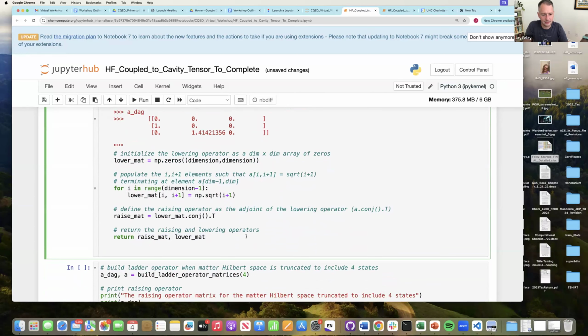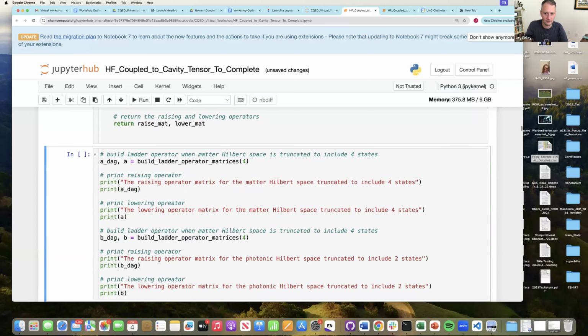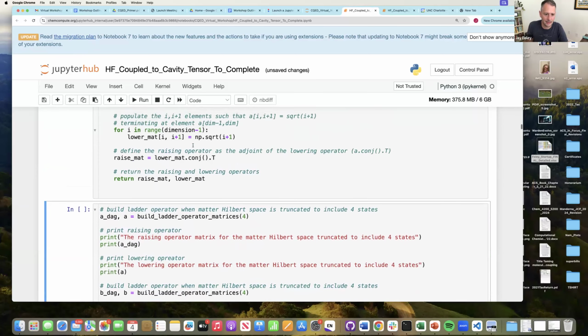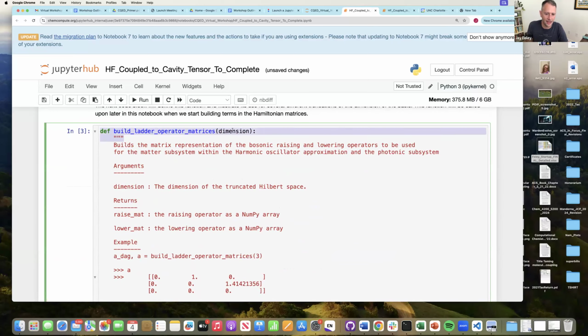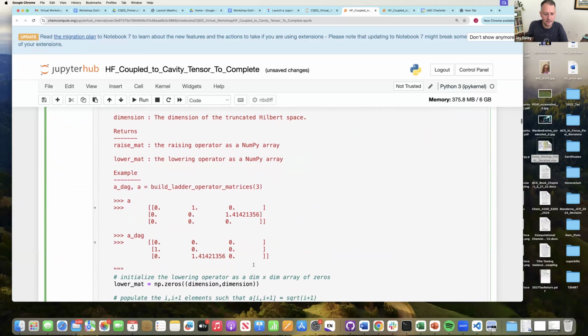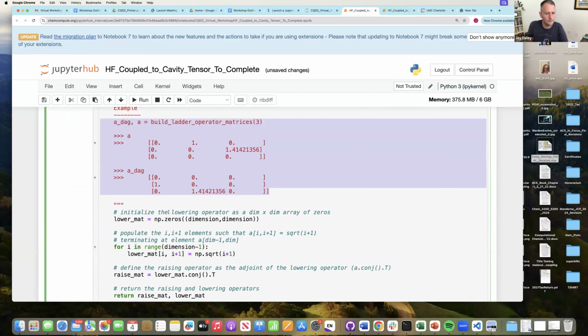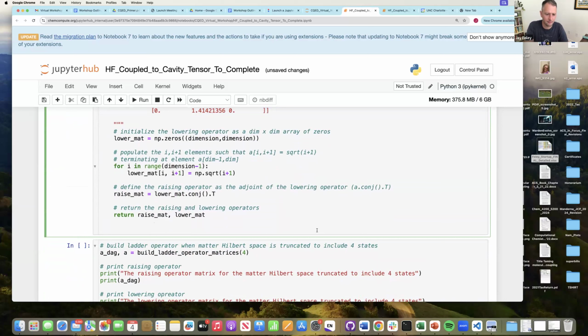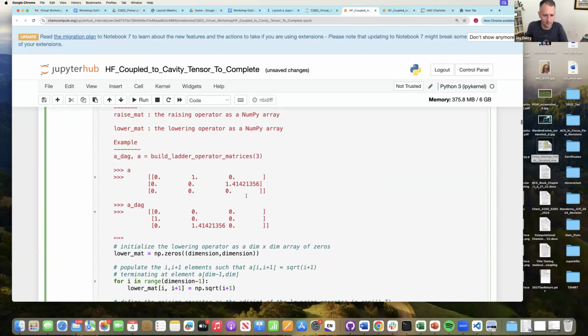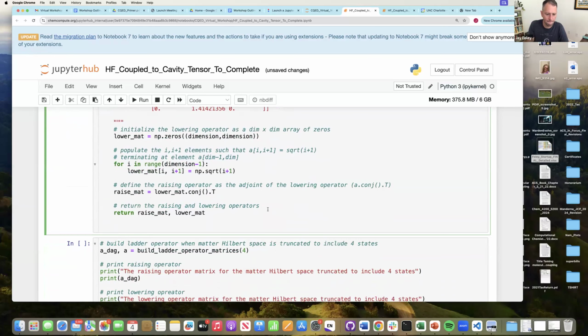Okay, so let's hit Shift Enter to save that code here. Now we have a function that in principle should build the ladder operators. And since I have this example here, what I'm going to do is basically run this example. Let me literally just copy and paste this example below.